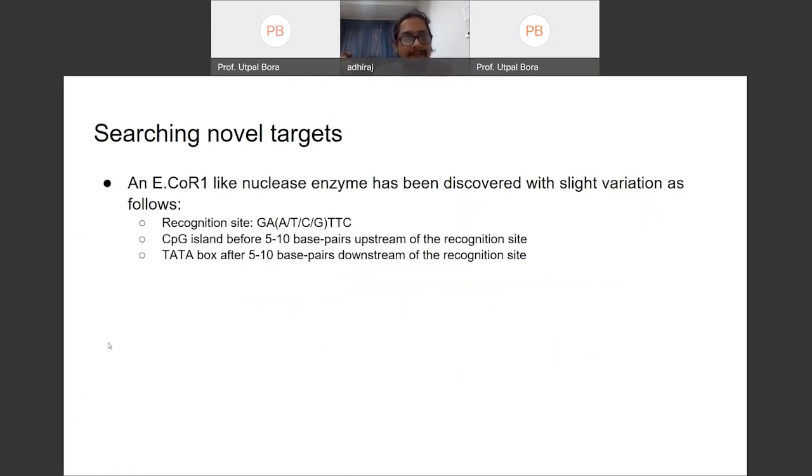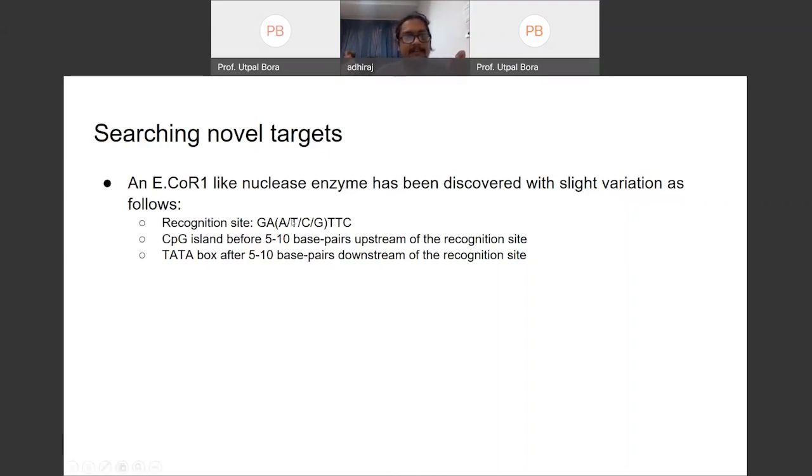In a hypothetical situation, suppose you are given an EcoRI-like nuclease enzyme. It is like EcoRI, but it is not EcoRI. Suppose it has been discovered in your lab. This is a hypothetical situation, with slight variation as follows. The recognition site is GA, then in EcoRI it is GAA, right? But suppose in this case it can be anything.